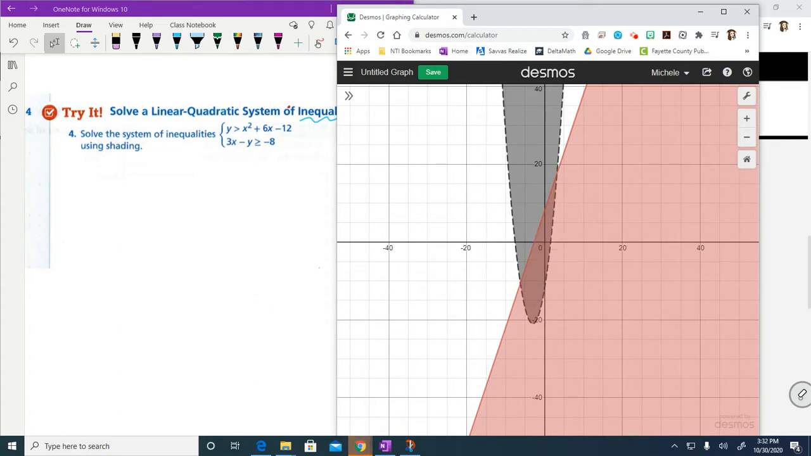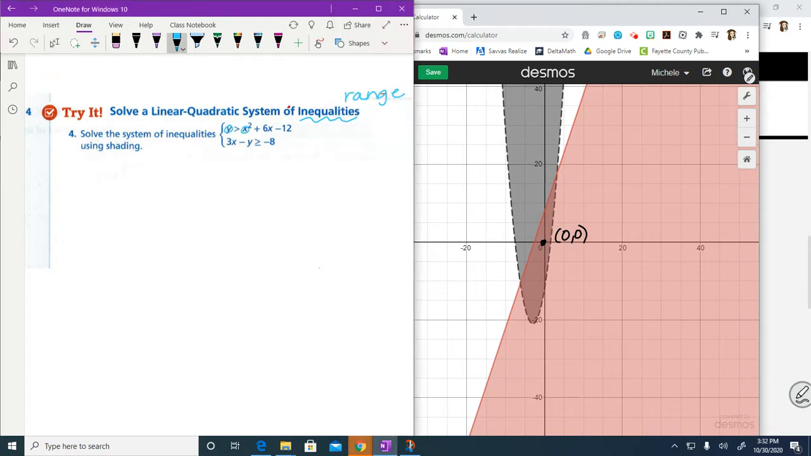If I pick the point 0, 0, then I should be able to substitute in 0 for x, 0 for y, and it will make both inequalities true. So let's try that. On the top, I would have 0 is greater than 0 plus 6 times 0, which is 0, minus 12. Is 0 greater than negative 12? Yes, that's true.